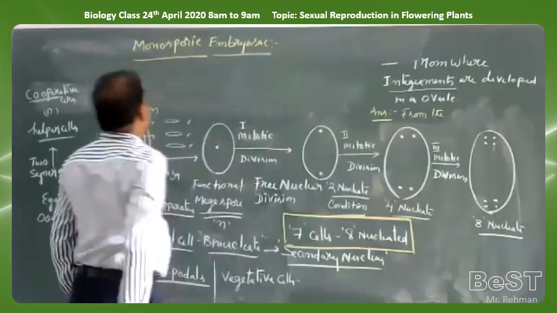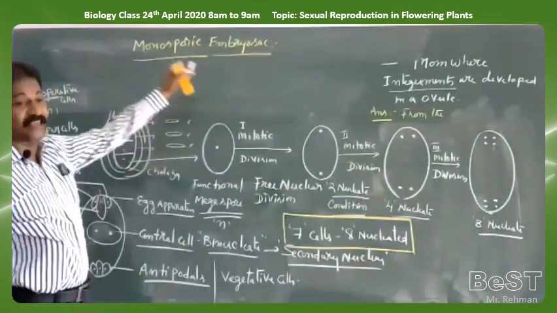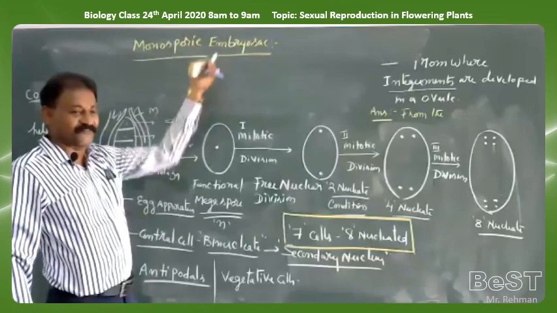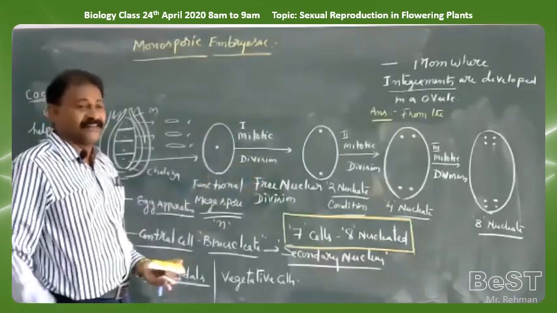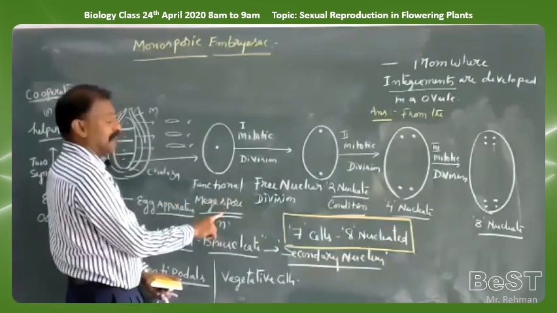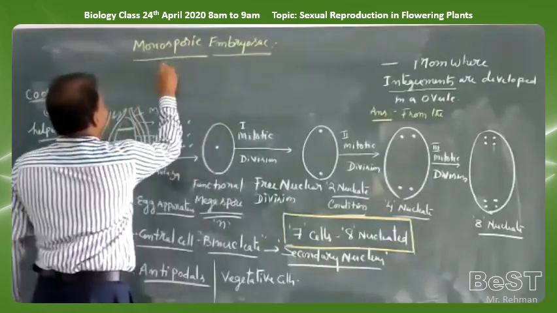What do you understand by monosporic embryo sac? Monosporic embryo sac is a characteristic feature of angiosperms where an embryo sac is developed from a single functional megaspore.